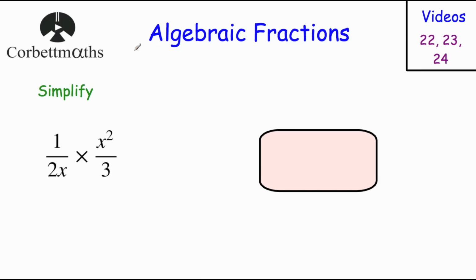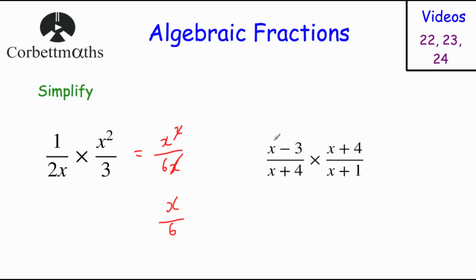Okay, let's have a look at our next question. It says to simplify 1 over 2x multiplied by x squared over 3. Again, multiplying the numerators, 1 times x squared is x squared. And on the denominator, 2x times 3 would be 6x. So we've got x squared on the numerator and 6x on the denominator, and we can cancel down this fraction. You could divide the numerator and denominator by x, and you'd be left with x on the numerator and 6 on the denominator. Another way to look at it would be to just divide the x squared by x, and that would leave you with x over 6.